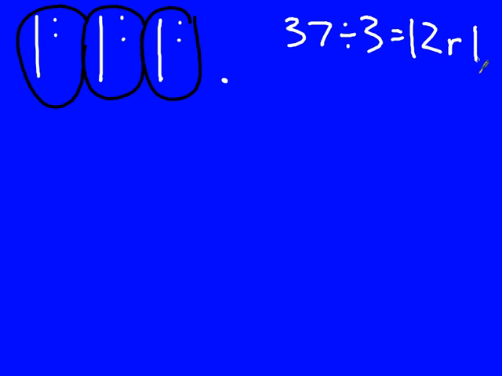Now, it's easy to see the remainder when we draw the picture out, isn't it? I'm going to show you how we do the division the other way, and I'll show you where that remainder comes in. We start with 37, right? And what are we dividing it by? 3. Now, how many times does 3 go into 3? Kind of a gimme. 9. No, not 3 times 3. How many times does 3 go into 3? 1 time.